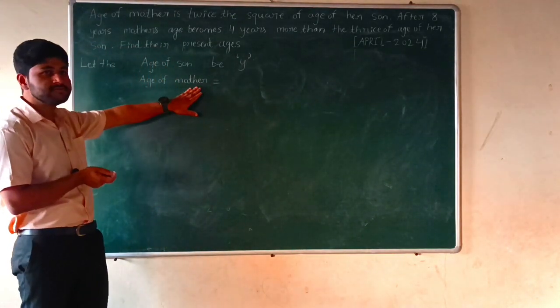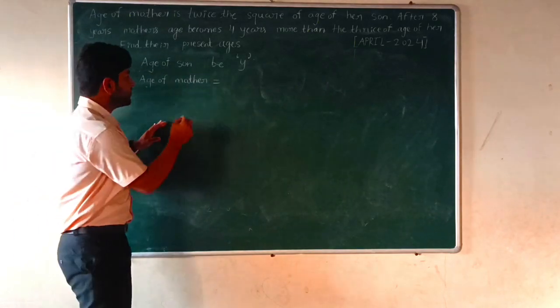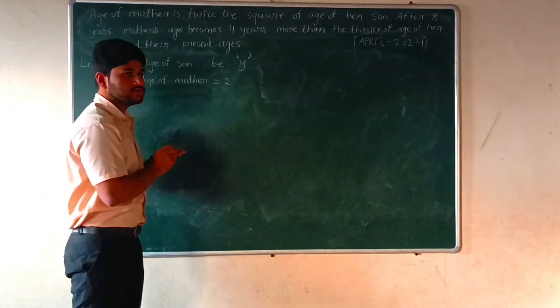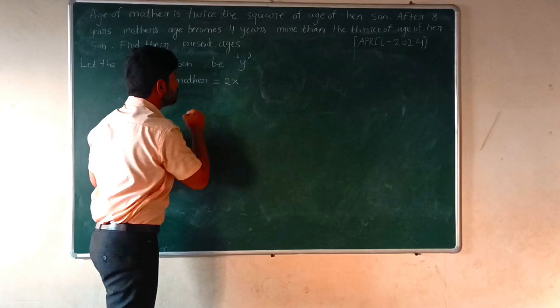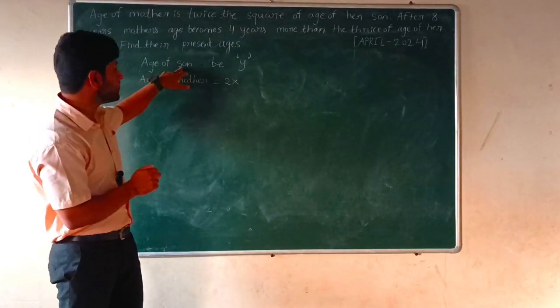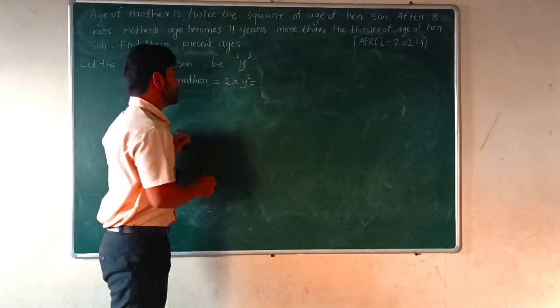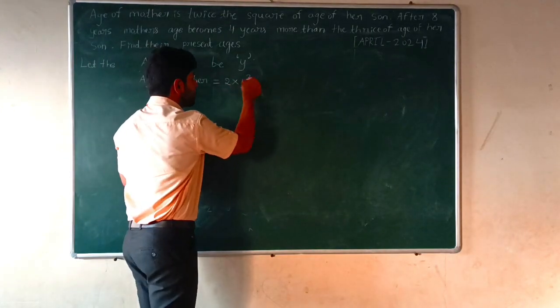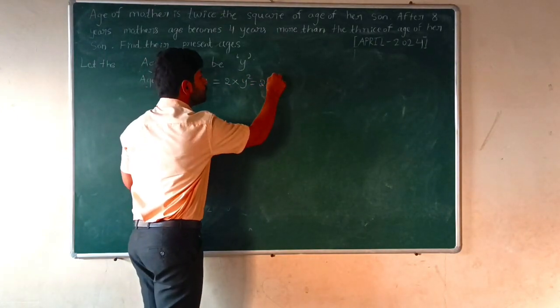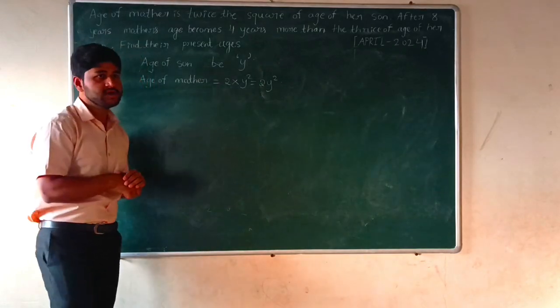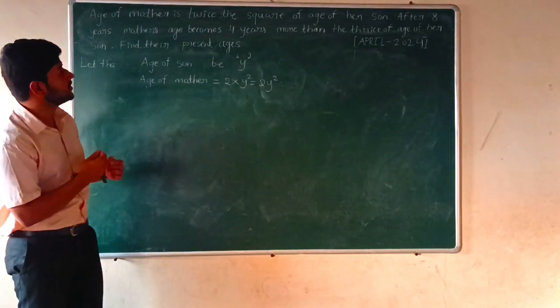Then age of the mother becomes twice. Twice means we have to multiply 2 to something. To what? To square of the age of the son, that is y. So square of y is y square. So we can write this as 2 times y square. That becomes 2y square. Okay, let's move forward.